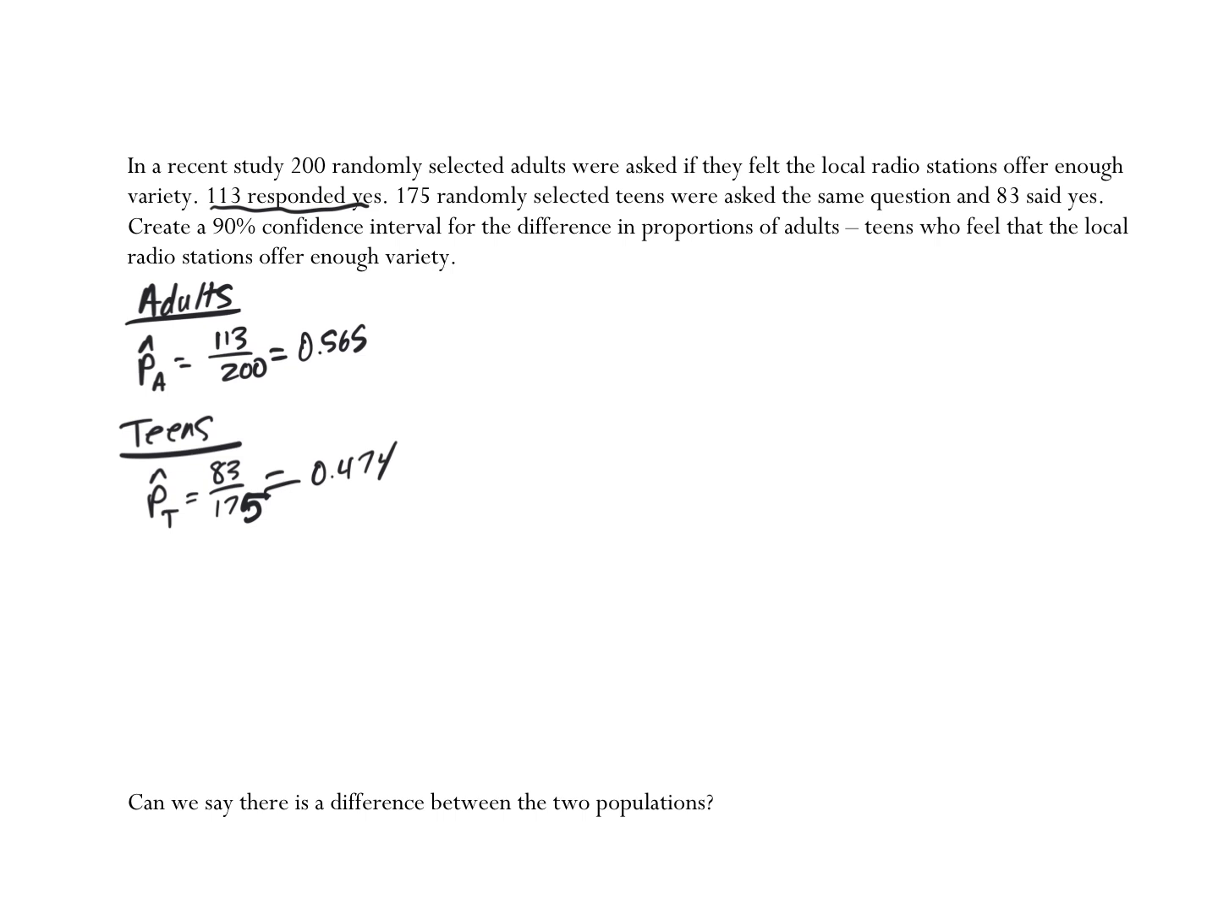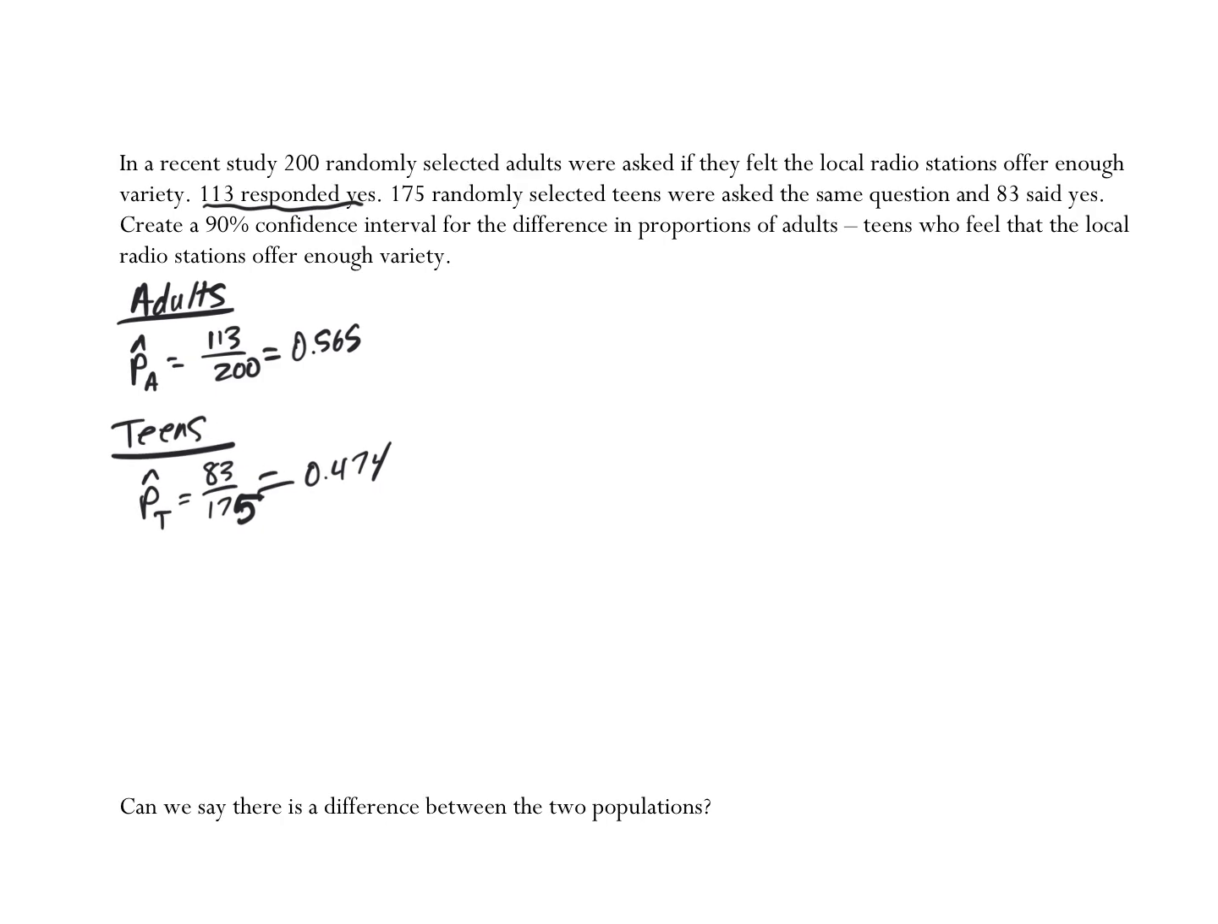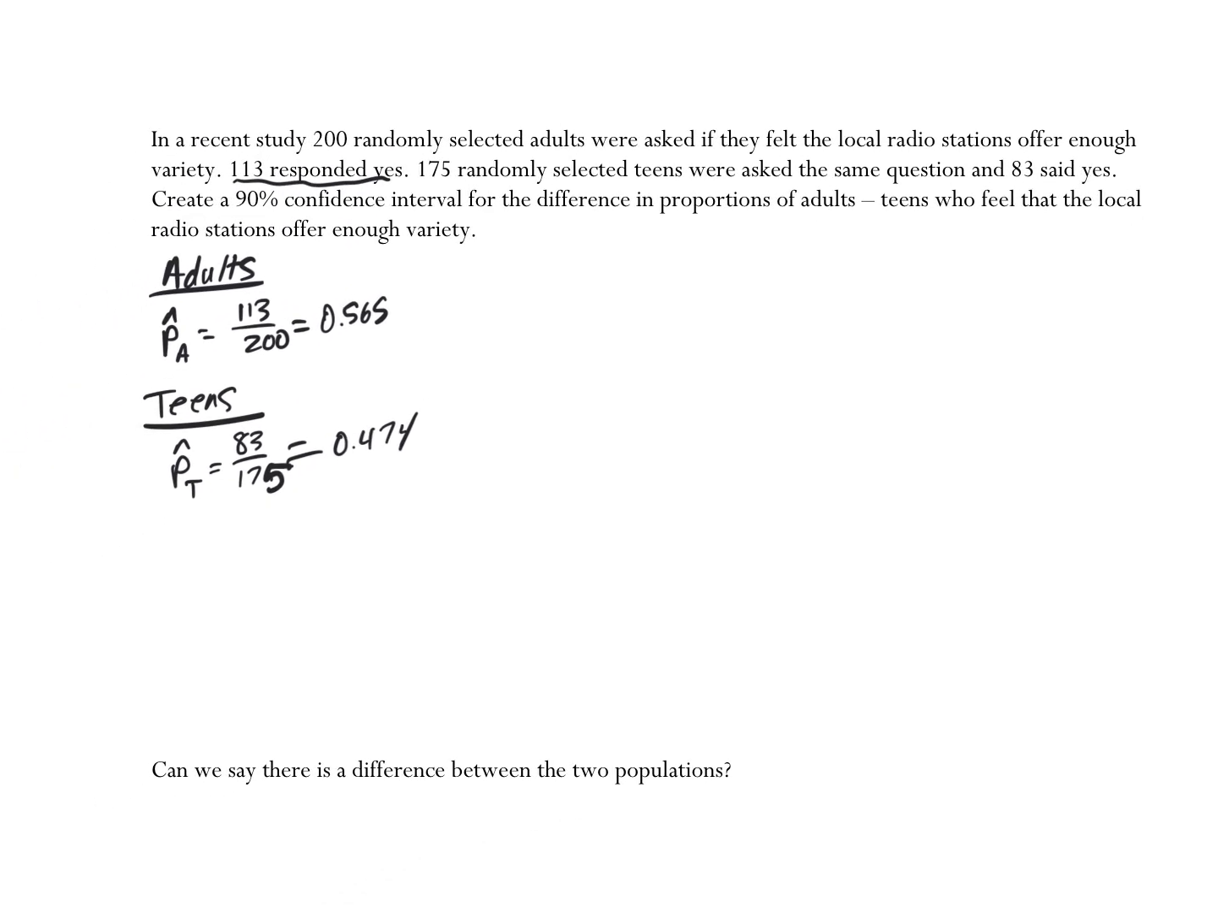All right. So when we are doing this question, in this particular case, we're asked to do a 90% confidence interval. In this 90% confidence interval, what we want to do is estimate the difference in the adults minus teens. So the adults are going to be our population 1, the teens are going to be our population 2, because I was told the direction of this.